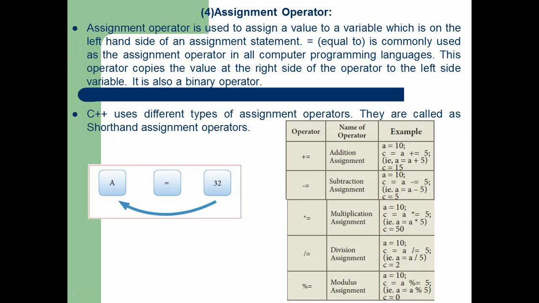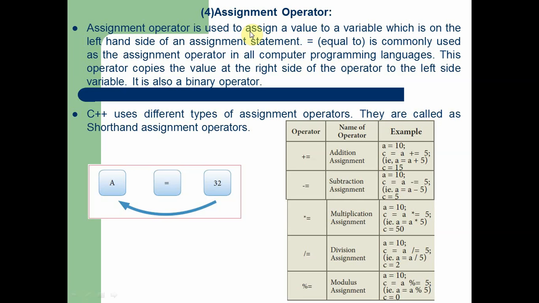Now we are going to see the next operator called the assignment operator. Of course, we know there is only one assignment operator, the equal sign, the single equal symbol which stores the value of the right side to the left side. So here you can see the assignment operator is used to assign a value to a variable which is on the left hand side of an assignment statement. The equal sign is commonly used as the assignment operator in all computer programming languages. This operator copies the value at the right side of the operator to the left side variable. So this also comes under the binary operator.